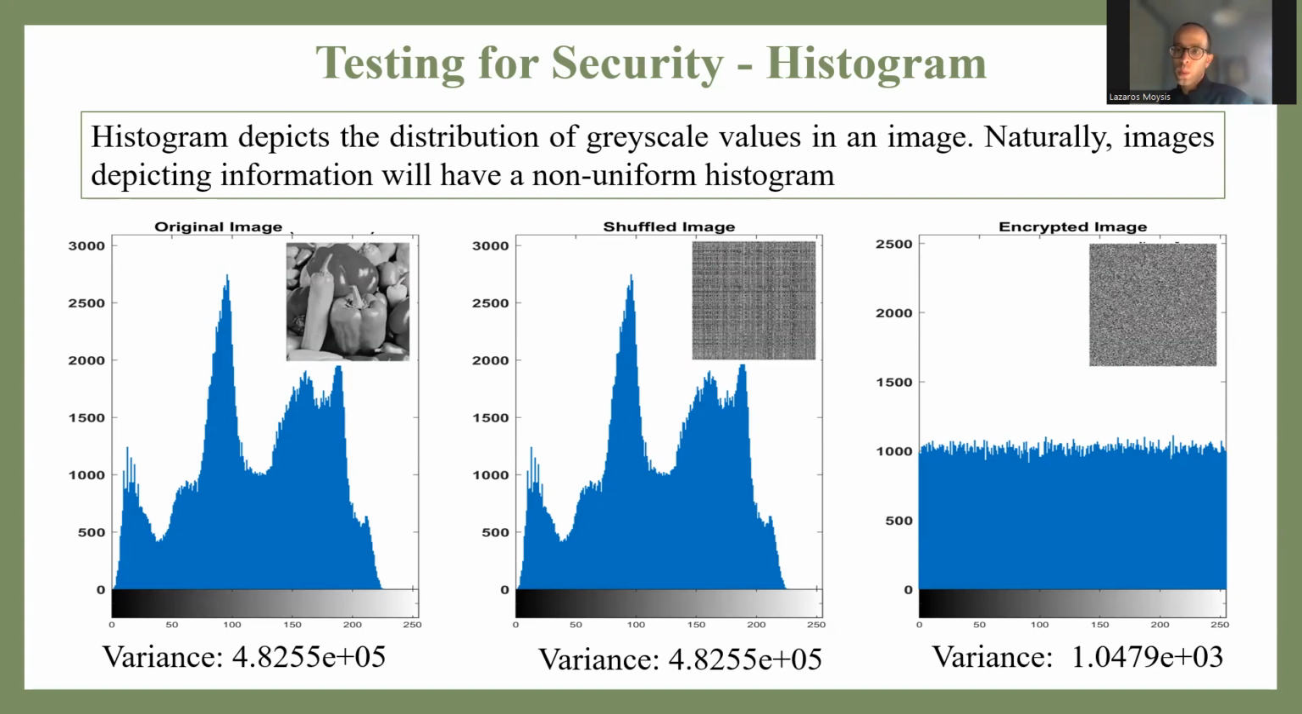You should always obtain an encrypted image that has a uniform histogram, okay? Meaning that it has no information about the pixel values of the original image, okay? This is the desired result.